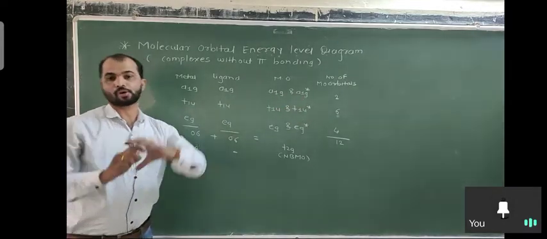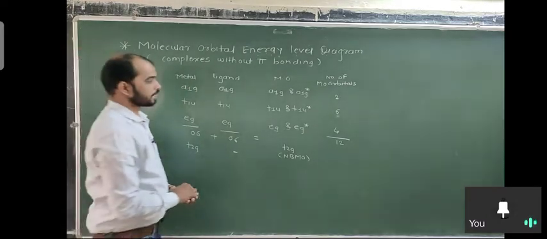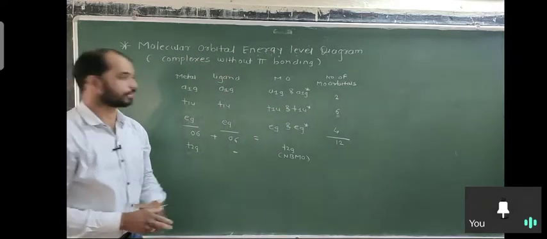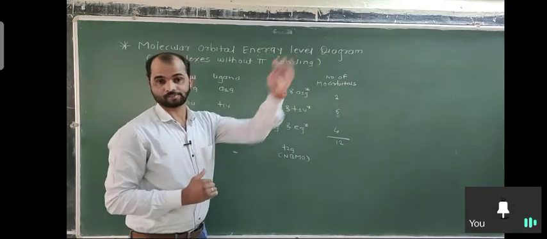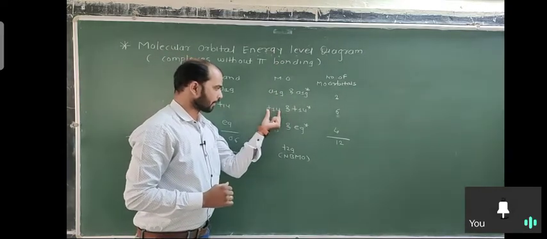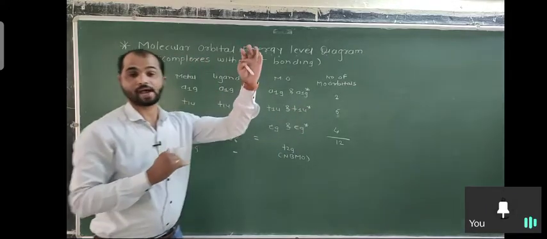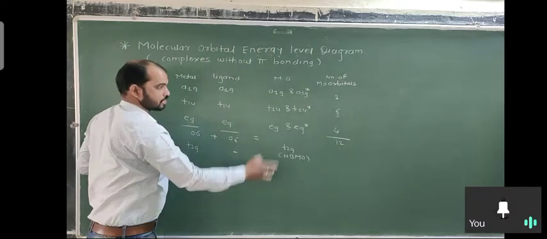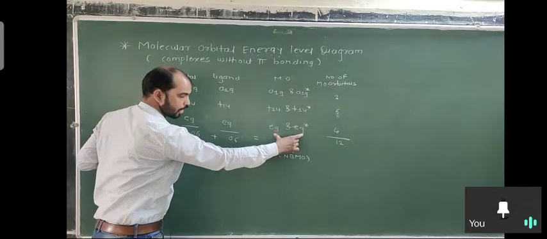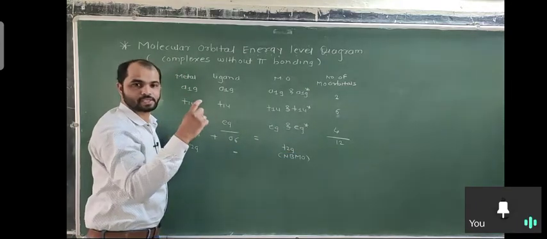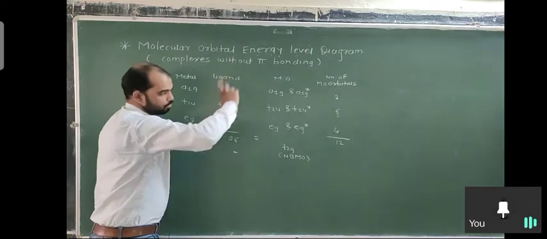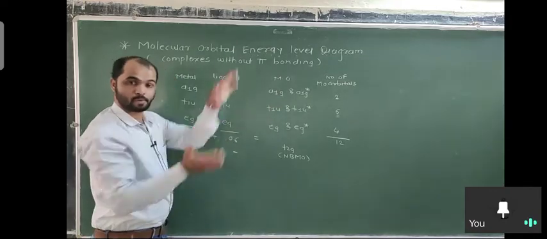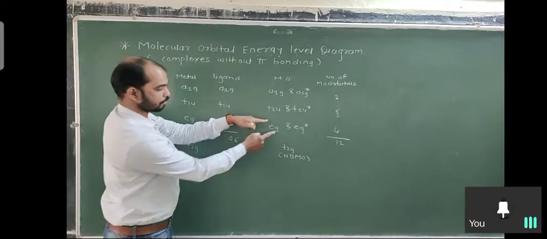When we draw the diagram, it is observed that the energy gap between these two and these two is very large. The energy difference between A1G and A1G star is large. It is also found that T1U and T1U star have a large energy difference. On splitting into bonding and anti-bonding, there is a large distance between these two. But these two have a smaller energy difference, meaning their gap between bonding and anti-bonding is lower compared with these two.